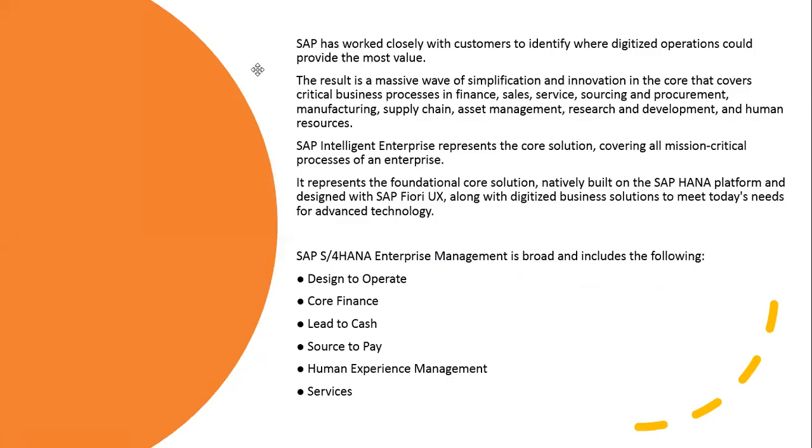Okay, so basically, let's see how SAP came about developing this very innovative and digitally transforming product. Now, SAP has worked closely with customers to identify where digitalized operation could provide the most value. So before they went into the S4 HANA project, there was a lot of interaction with customers, consultants, and industry leaders. The result is a massive wave of simplification.